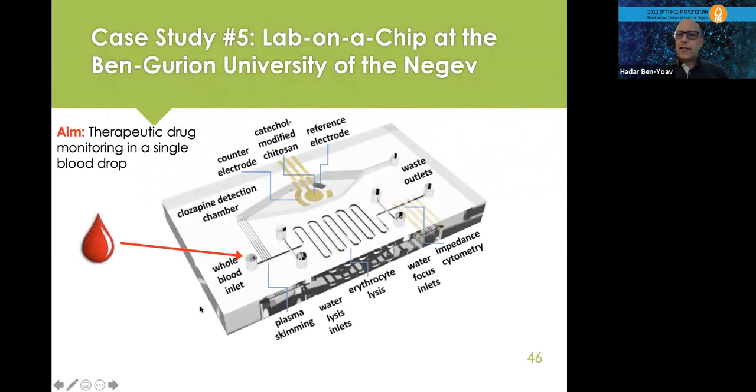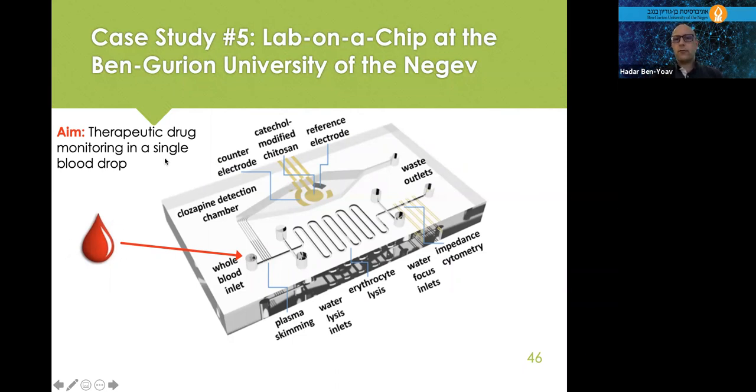So this is a scheme of the lab on a chip that we came up with. First, you design the lab on a chip for different functionalities. The first thing we look at is what is the sample? The sample is whole blood. And from that, we need to know two answers. One is what is the level of the drug, and two, what is the level of the white blood cells. So basically we have kind of two lab on a chip integrated together, two sensors together. So let's see what happens.